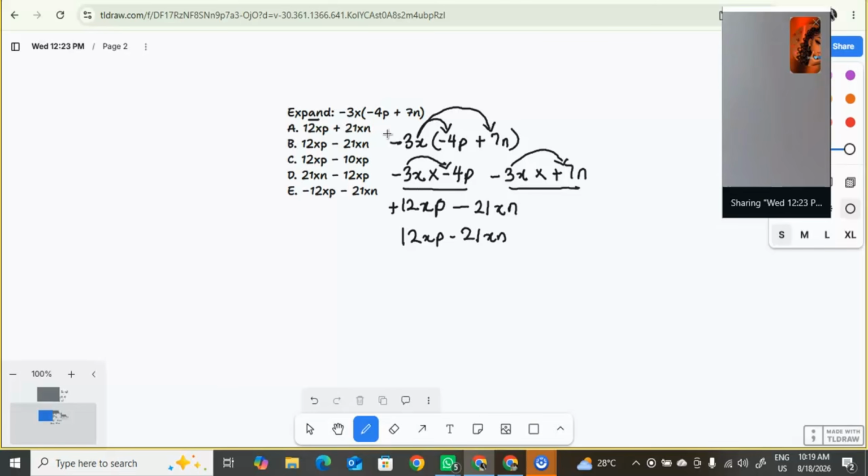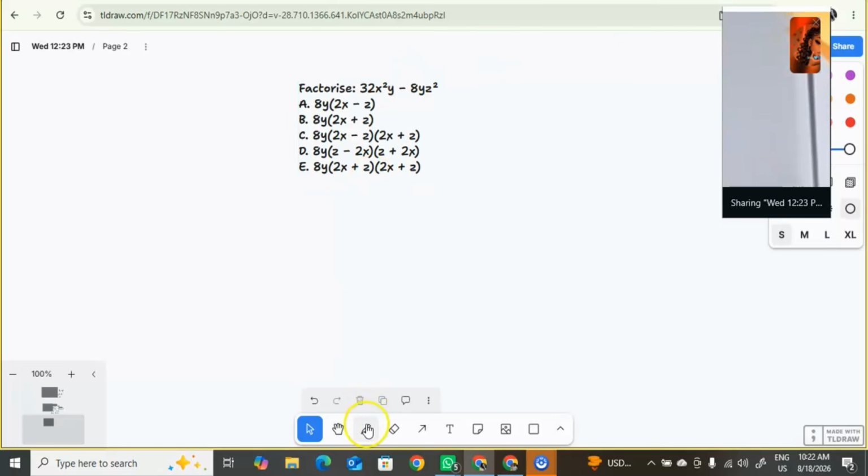12xp minus 21xn, which is option B. Let's solve this one. So the question says factorize 32x squared y minus 8yz squared.